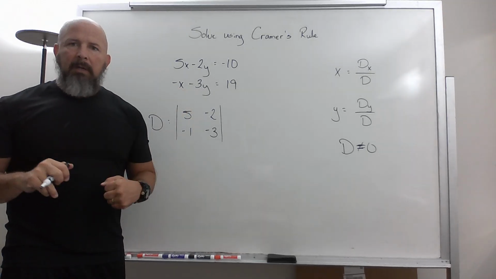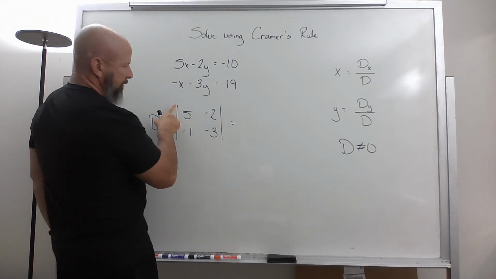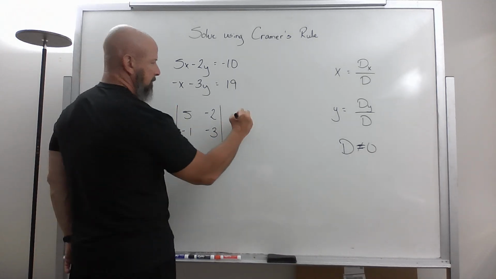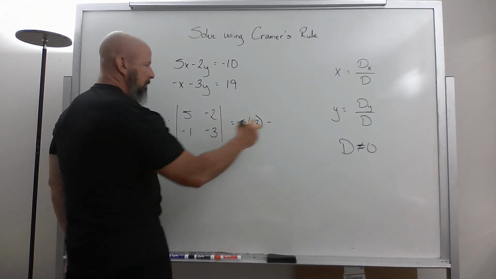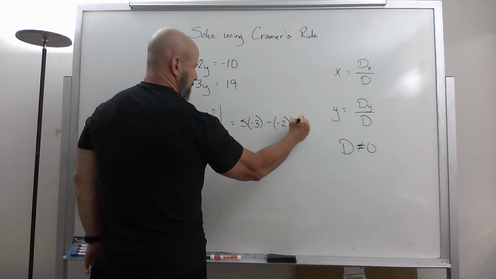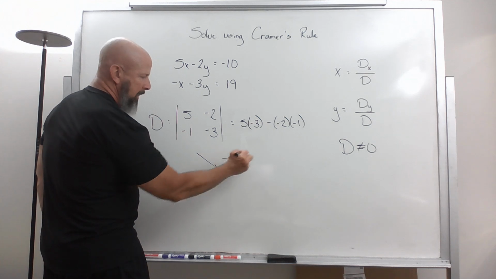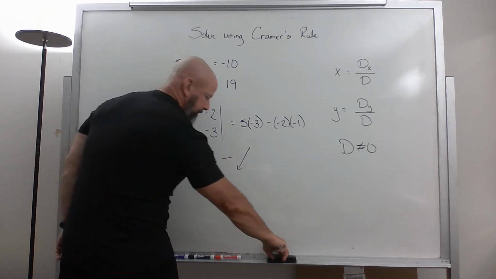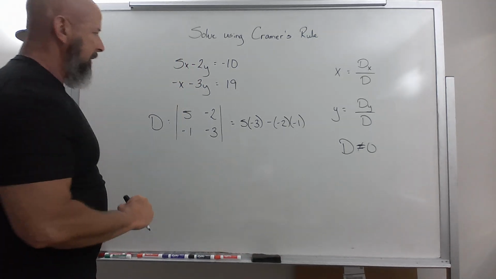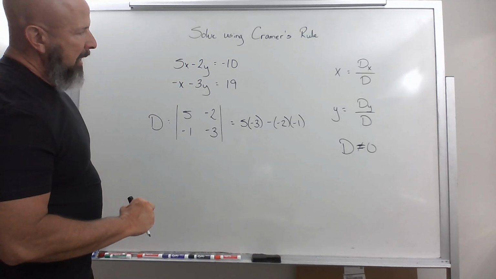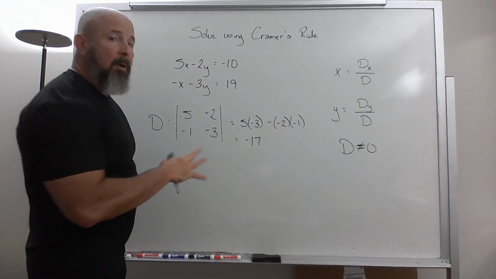And we'll get some review here on actually working out a 2x2 determinant. So 5 times -3 minus -2 times -1. Always think of it as going down this way, minus coming back the other way. All right, if I evaluate this, that would be -15 minus 2, -17, not 0, so we're good to keep going.